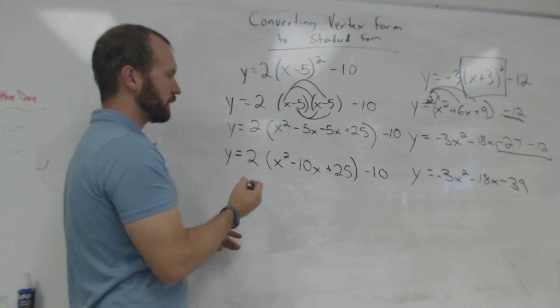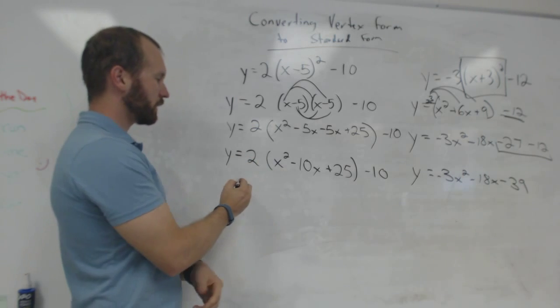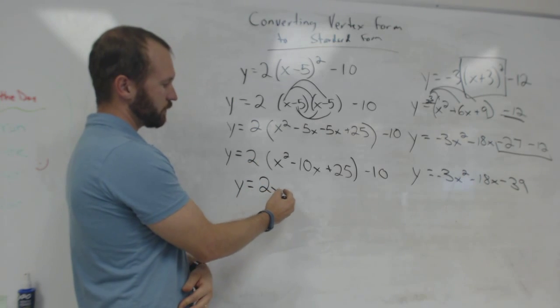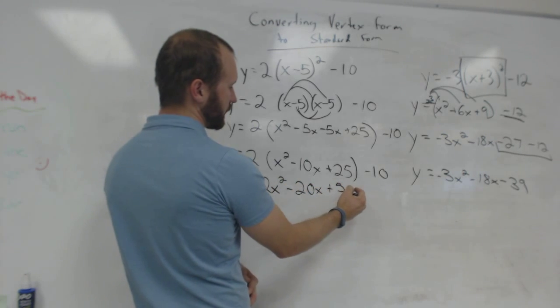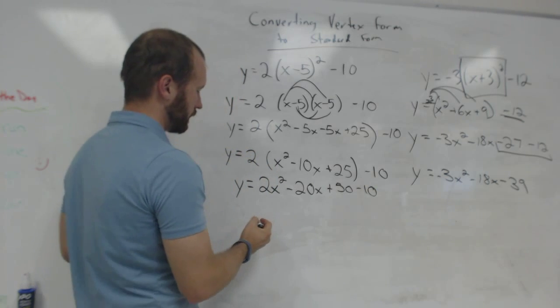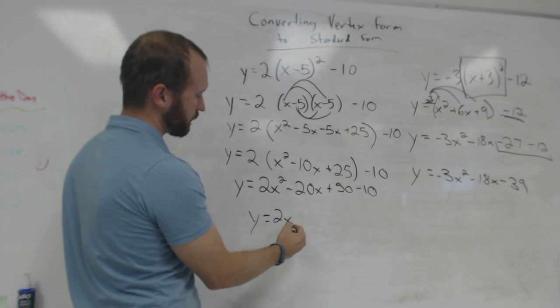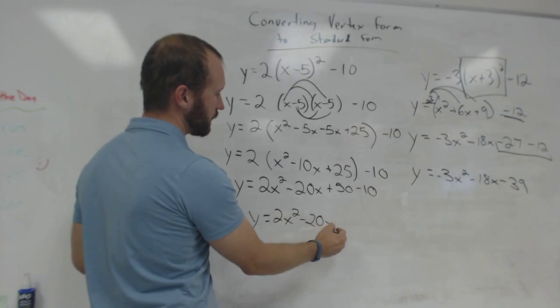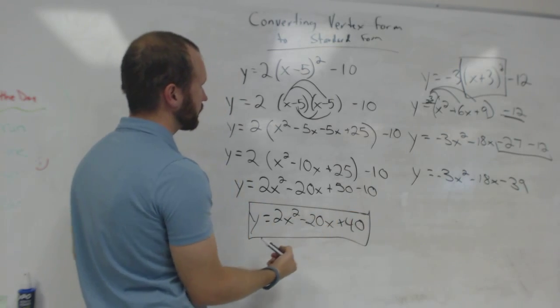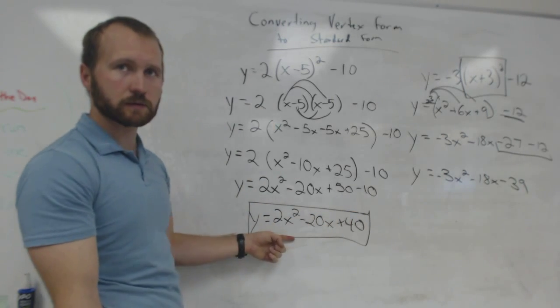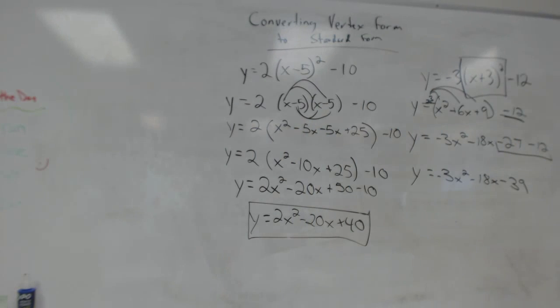Okay. So let's finish this one off. We have to distribute our 2: 2x squared minus 20x plus 50 minus 10. And we can combine the 50 and the negative 10 to be 40. So this expands to 2x squared minus 20x plus 40.